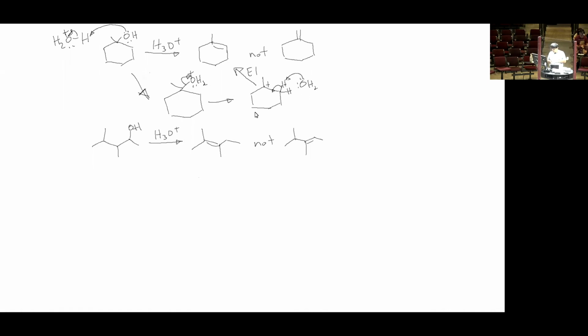So that's fine, but what if we have a primary alcohol? Primary alcohols don't want to undergo an E1 reaction. They want to react by an E2 reaction. And so that's why we have other dehydrating agents like phosphorus oxychloride.